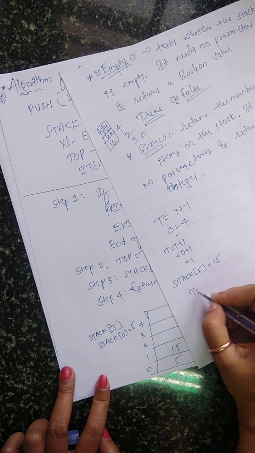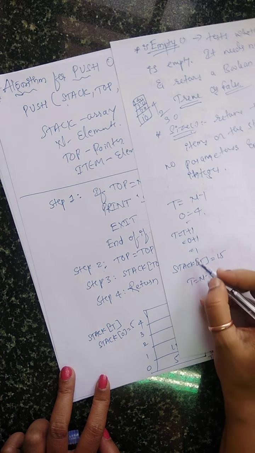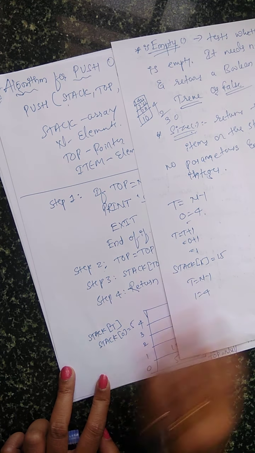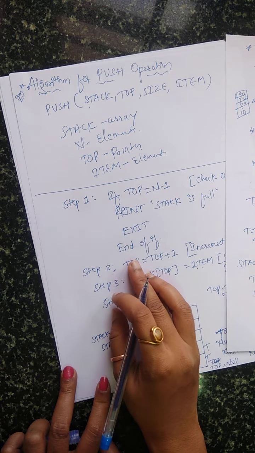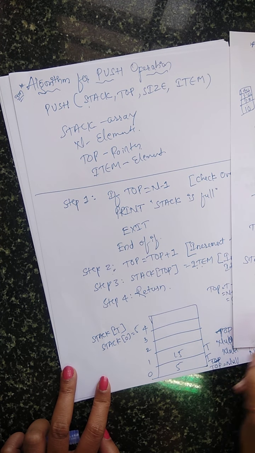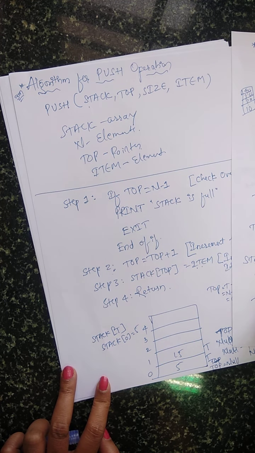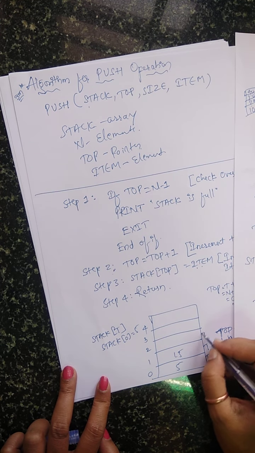Again, if you want to add one more element, it will check again: is your top T equal to n minus 1? What is T? T is 1. Is 1 equal to 4? No. So it will not come here. So we come here. What do we do? We again increase T. So T is equal to T plus 1. T is 1, 1 plus 1 is 2. So here T will become 2.